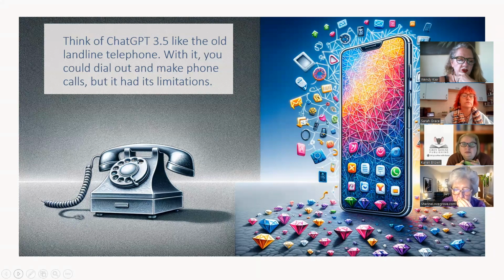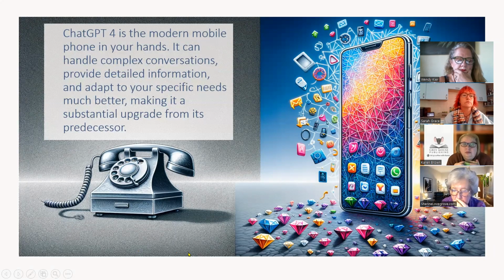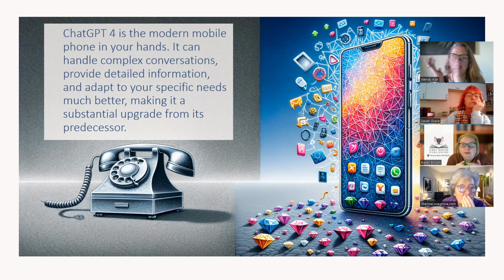Now, with the new version, 4, which has been out about 6 months, it's the difference between the old style phone and having a modern mobile phone. So you've got your apps, you've got access to the internet, you've got access to analytics. It's no longer just a phone. It's a complex piece of technology that you can use with lots of different applications. That's the main difference between the two of them.